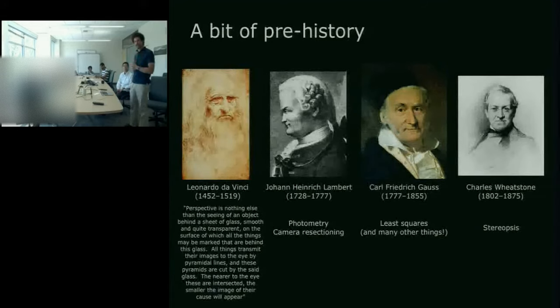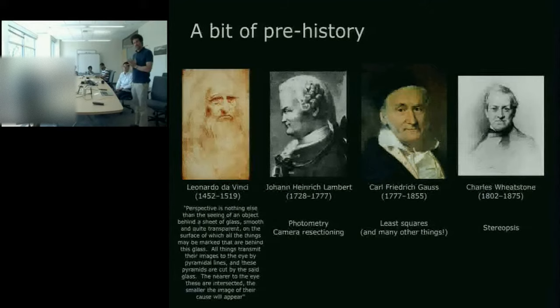So we really have Lambert to blame for all these troubles in the field. But also, it turns out he was the first person who proposed inverse projection. So basically, figuring out where the camera was from one or more images, and that's also known as camera resectioning in the photogrammetry literature.